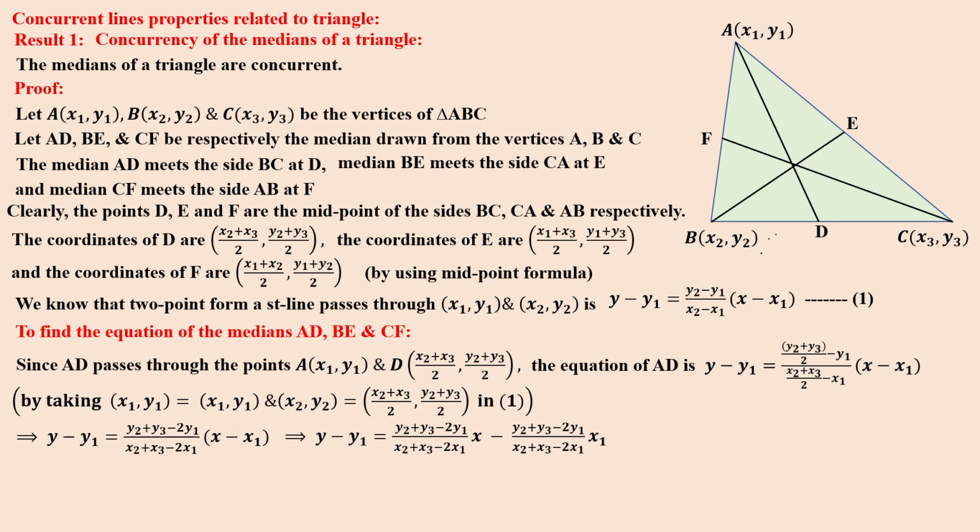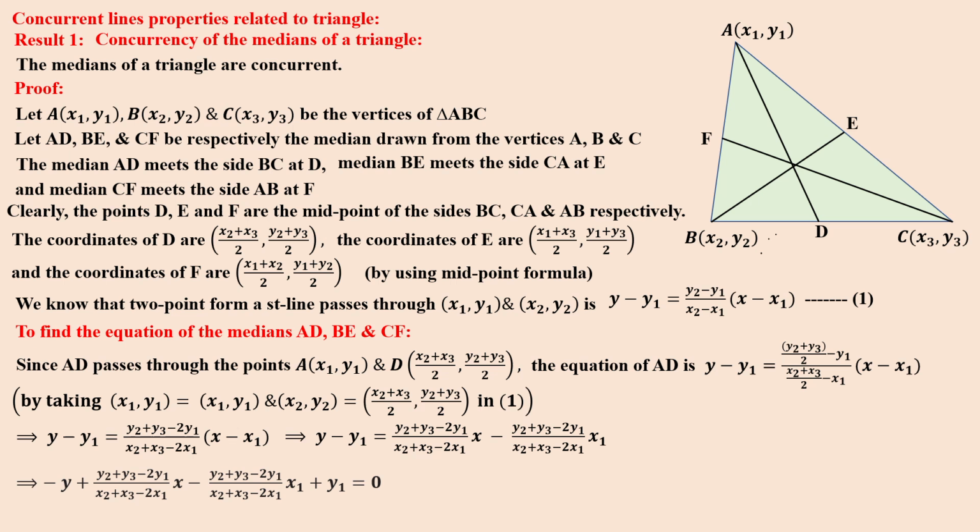So this implies y minus y1 equal to, separating into 2 terms, (y2 plus y3 minus 2 y1) by (x2 plus x3 minus 2 x1) into x minus (y2 plus y3 minus 2 y1) by (x2 plus x3 minus 2 x1) into x1. So write it in the format x coordinate, y coordinate, then constant term equal to 0. So take that y minus y1 to the right hand side. So minus y plus x term, (y2 plus y3 minus 2 y1) by (x2 plus x3 minus 2 x1) into x minus (y2 plus y3 minus 2 y1) by (x2 plus x3 minus 2 x1) into x1 plus y1 equal to 0.